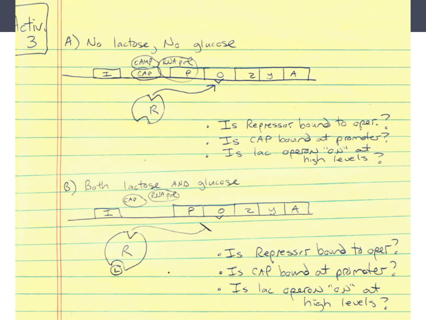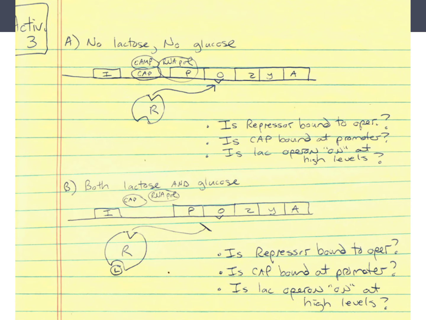What about scenario B, when both lactose and glucose are present? Well, when lactose is present, that means the repressor will be bound by lactose, and it will not bind at the operator site, which normally could allow it to turn on. However, glucose is present, which means there's only low levels of cyclic AMP, and it's not forming a complex with the CAP molecule, which means RNA polymerase is not recruited strongly to the promoter, and so we're not going to get strong transcriptional levels.